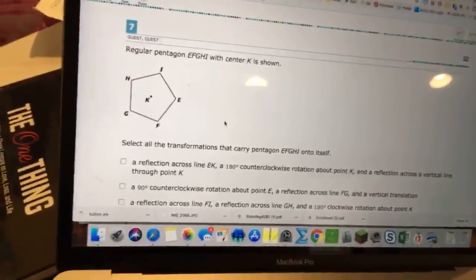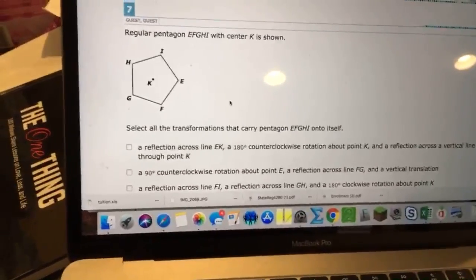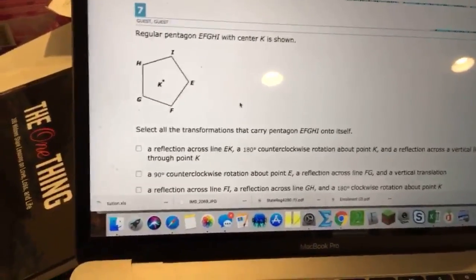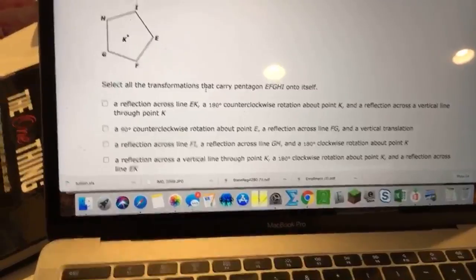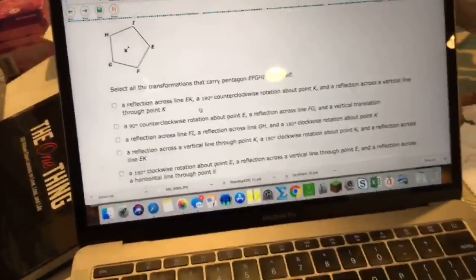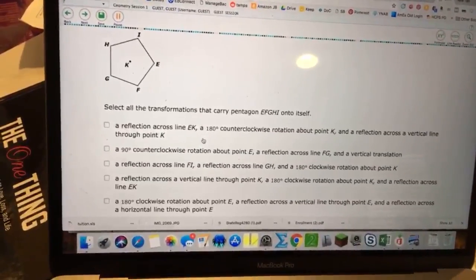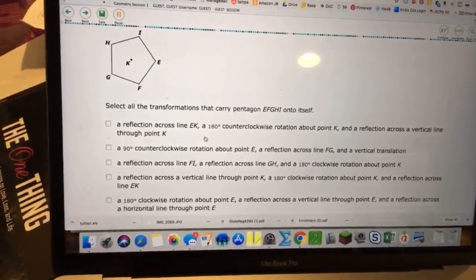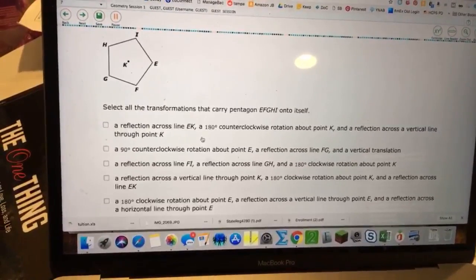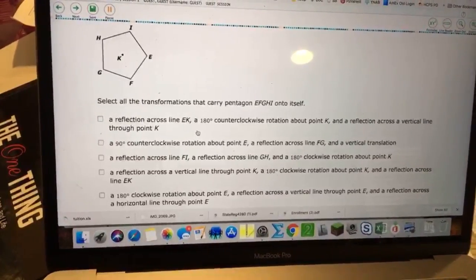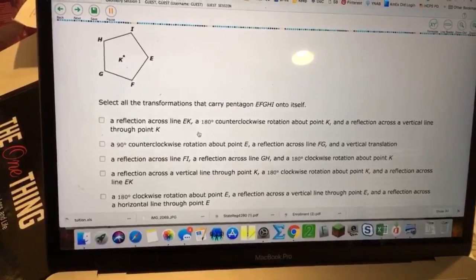Seven. Okay. Regular pentagon EFGHI with center K is shown below. Select all the transformations that carry it onto itself. So we've got a reflection across line EK, a 180-degree counterclockwise rotation about point K, and a reflection across a vertical line through point K.